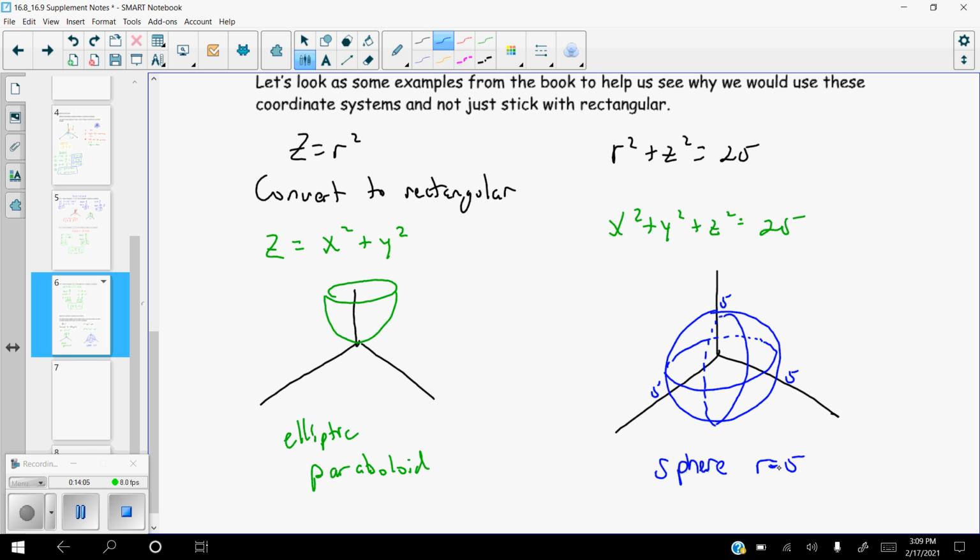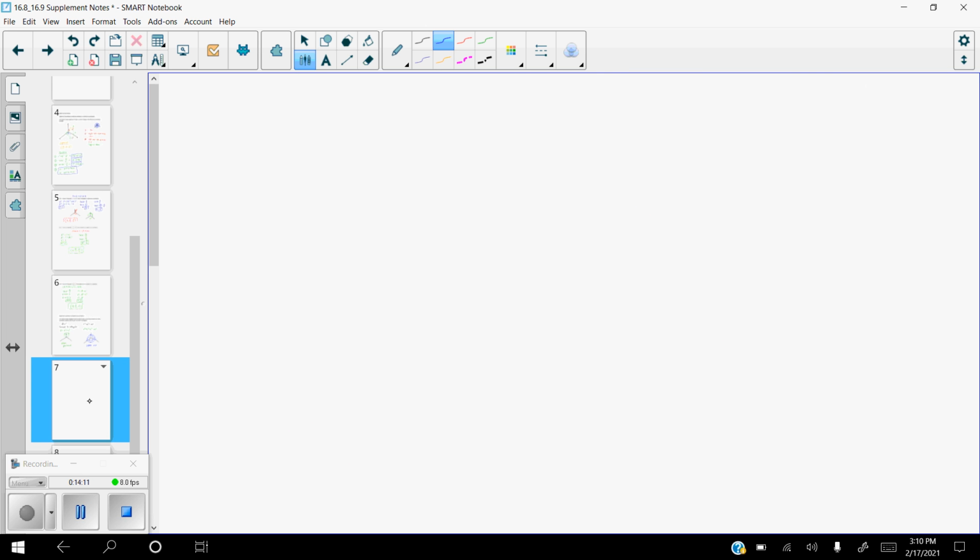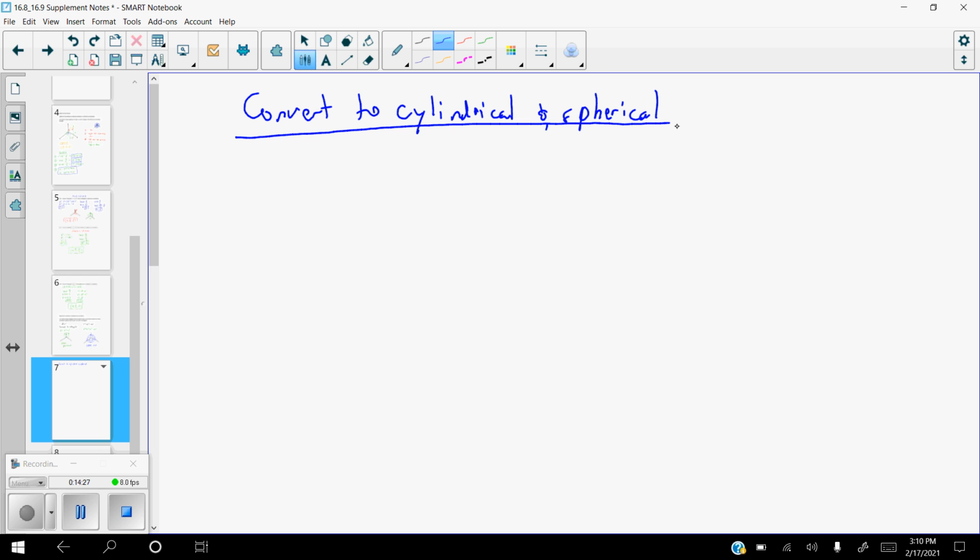All right, let's try a couple more. That's why there's some more pages. You won't need all these pages. We're only going to do 2 more relatively quickly. So we're going to convert to cylindrical and spherical. So I'm going to give you something which is in rectangular to start. We're going to take the equation z equals x squared plus y squared, and we're going to put it into cylindrical.